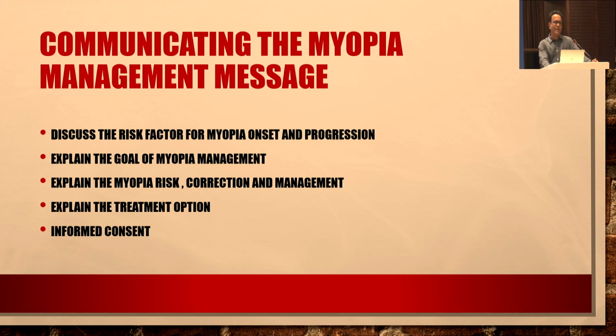Communication, the myopia management message, is very important to the parent of the myopic child. You should discuss the risk factors for myopia onset and progression with the parents. You explain the goal of myopia management, explain the myopia risk, correction and management to the child's parents, explain the treatment options clearly, and you should take an informed consent.